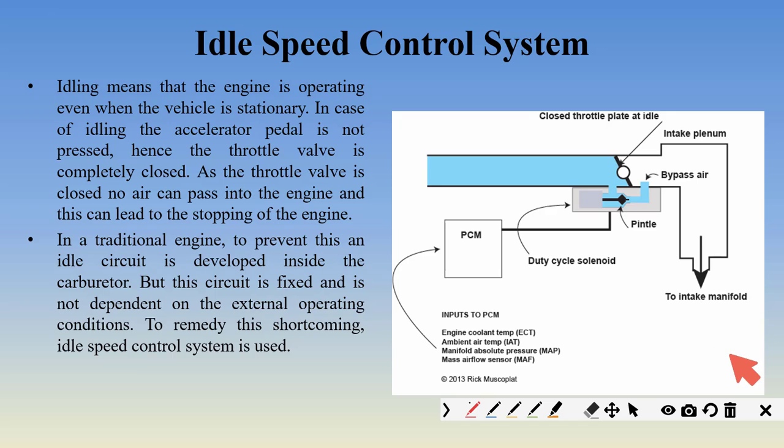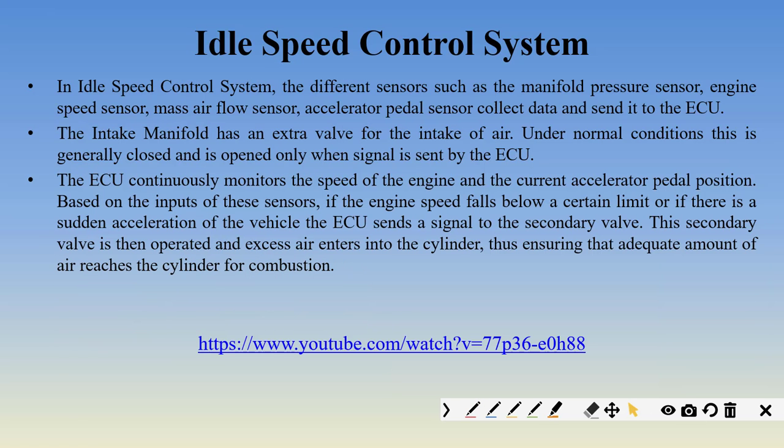Idle speed control system takes input from the sensors and it ensures that the amount of air going to the intake manifold and to the cylinders is sufficient to keep the engine running, right? So this is what the idle speed control system is.